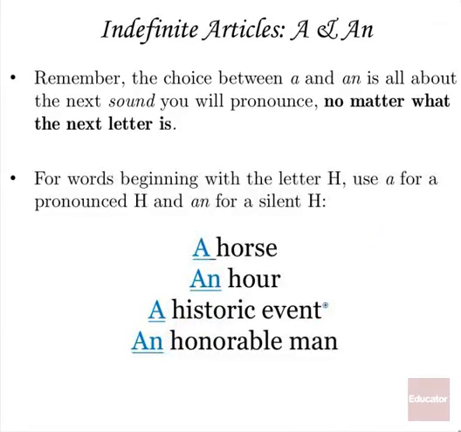Okay. The letter H is where even native speakers of English get confused because the letter H can be silent, but not always. So, use a for a pronounced H and an for a silent H. So, a horse. When you talk about the thing with four legs that goes neigh, you say horse. You make the h sound, so a horse. An hour. The H is silent in hour.